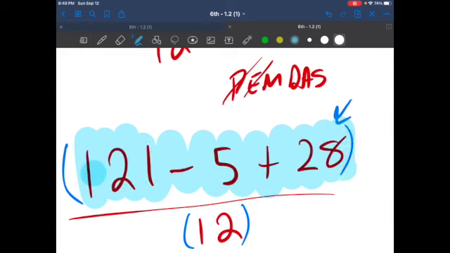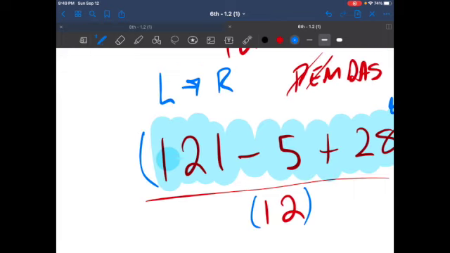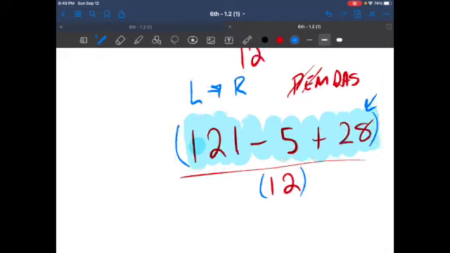So how do we do addition and subtraction? Well, we do it from left to right. So let's do this first. We have 121 minus 5. Well, what's that going to give us? 121, 120, 119, 118, 117, 116.